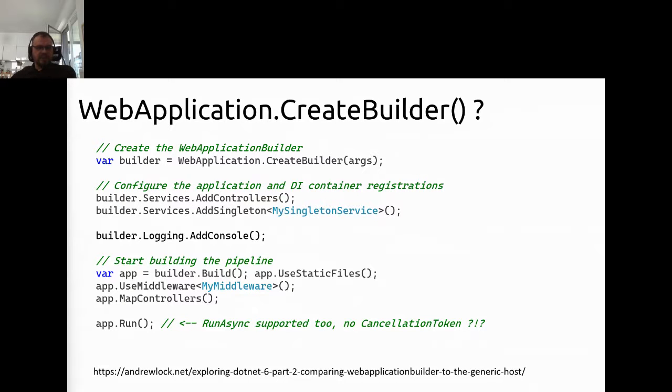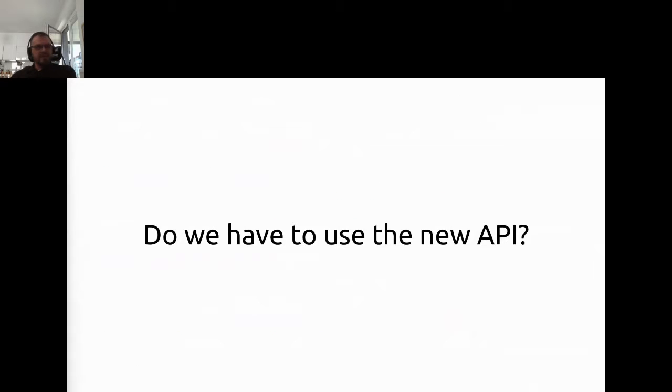So the question that comes to mind is, do we have to use the new API? No, we don't. It's actually perfectly legal to use the old API to create your application and use a startup class. It's even possible to bypass the startup class while using the old API.